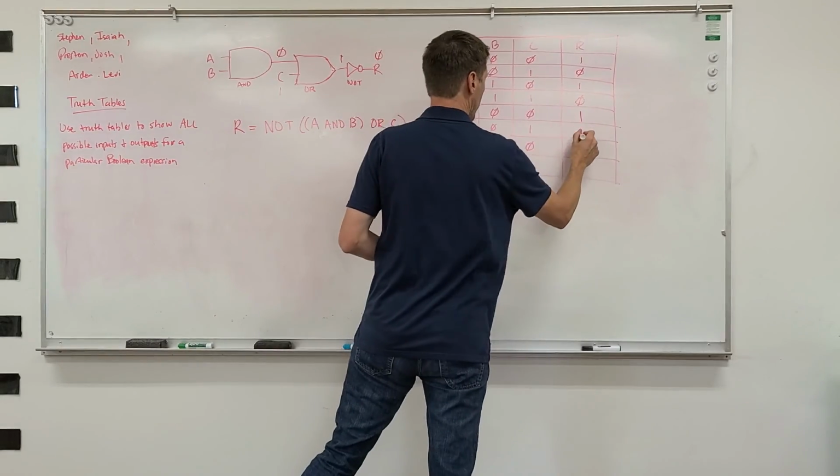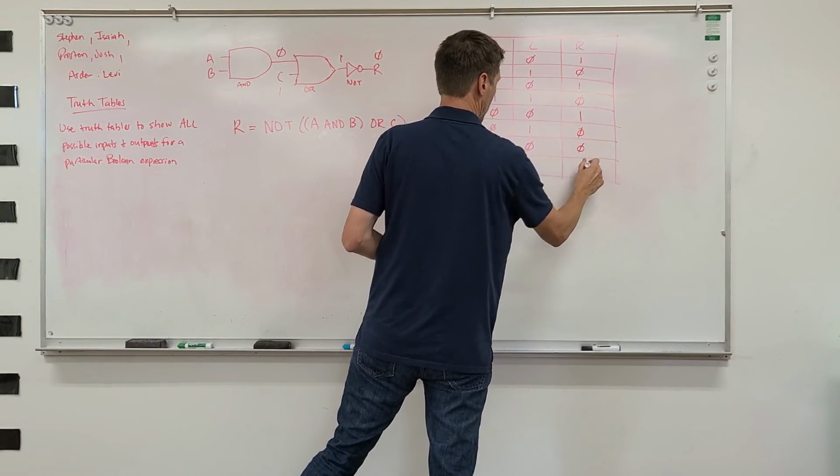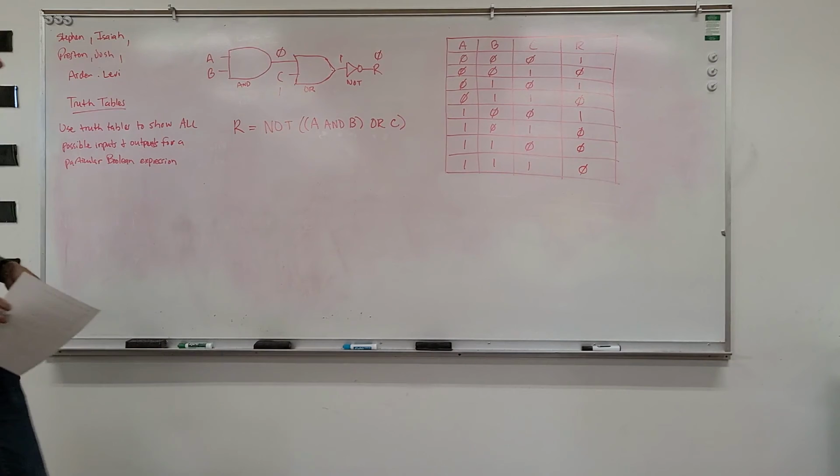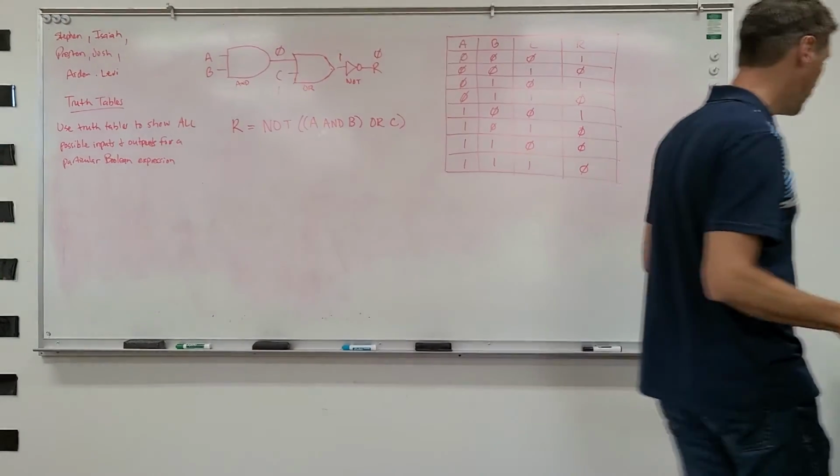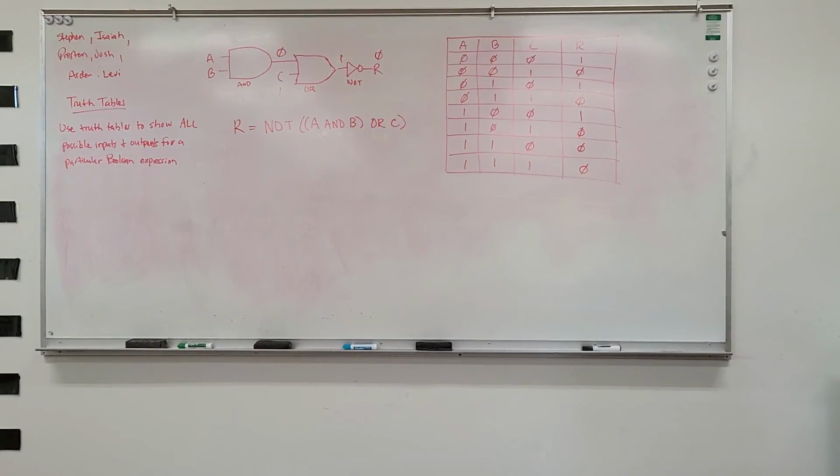So if we did the rest of them, we should get this right here. And so I'll leave that to you as an exercise to make sure that the logic makes sense to you as you go through that process. But any questions overall on how you would build a truth table and how Boolean logic works?